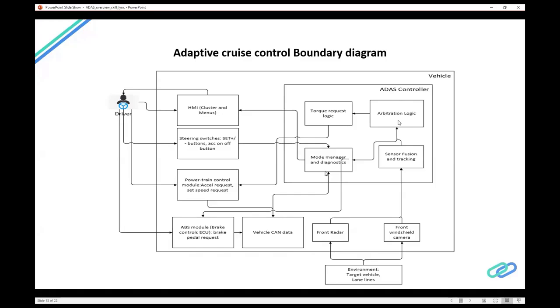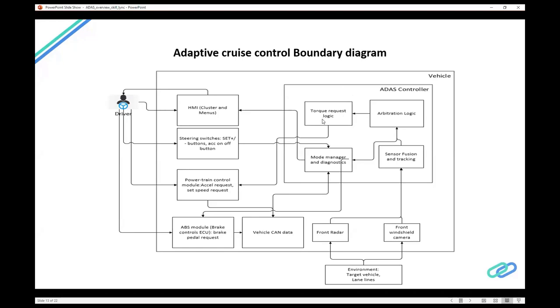And based on this arbitration logic, there is a torque request logic. Torque request logic has two primary tasks. First is to control powertrain, and second is to control the brake control module or ABS module.